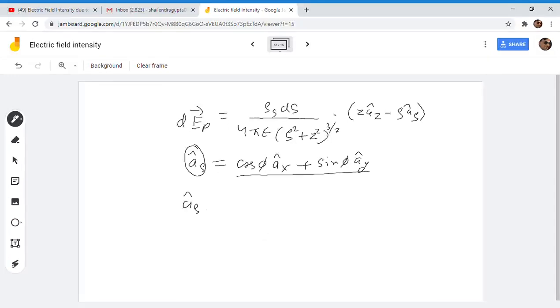So if we want to write this arrow component for S2 surface, then what will that be? That will be cos pi plus phi ax plus sine pi plus phi into ay, no? So the angle is now pi plus phi. We know cos pi plus phi is minus cos phi, and sine pi plus phi is minus sine phi.